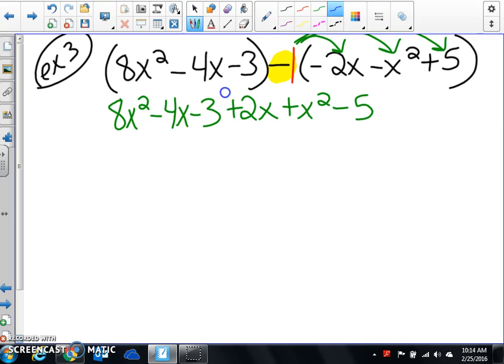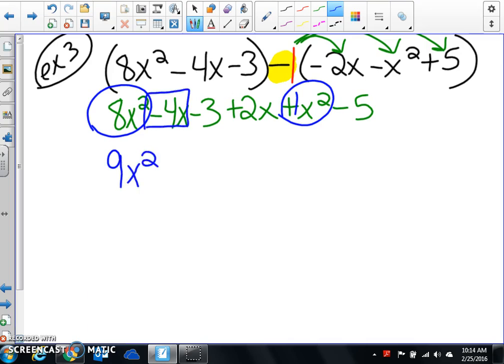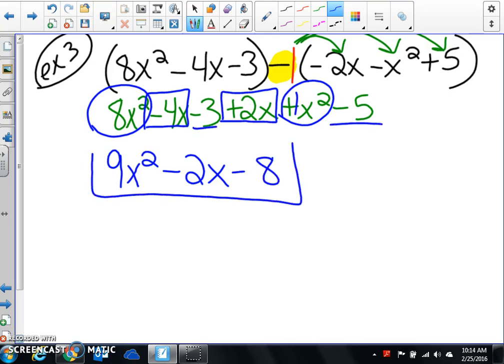And I can go ahead and combine my like terms. My highest degree is my x squared. So 8x squared plus 1x squared is 9x squared. I have negative 4x plus 2x. Negative 4 plus 2 is a negative 2x. And then negative 3 minus 5 is a negative 8. And once again, that's an x squared, x, constant. So I have it in the correct order.